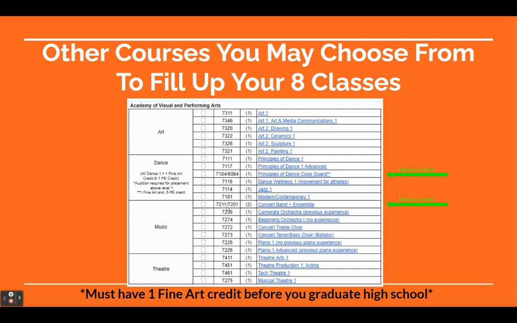Then we have treble choir. These are for students who have an alto or soprano voice. Concert tenor bass choir. These are for our lower voices. So our basses, our tenors. Then we have 2 piano classes. Piano 1 means you don't know how to play and we're going to teach you. Piano 1 Advanced means you've been taking piano lessons your whole life and we're going to let you practice during the day and we're going to push you to grow.